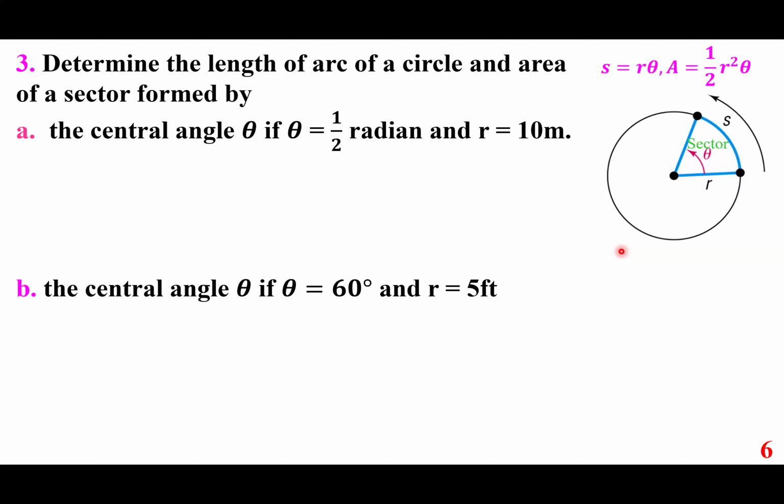So S equals r theta. In this case, r is 10, theta is half of a radian, and it should be in radians. If it's in degrees, you change it accordingly. So that becomes 5, and the units would be the units of the radius, 5 meters.